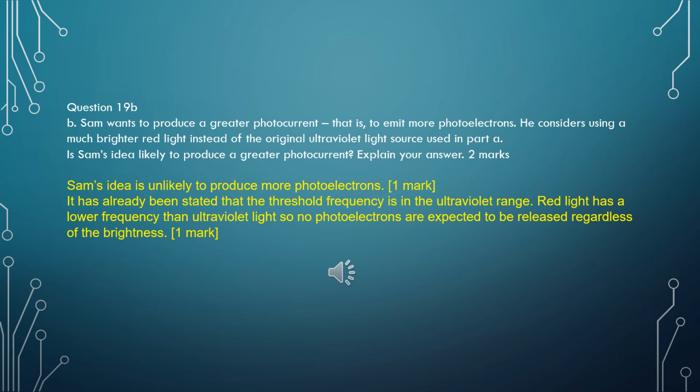The key is the red light instead of the original UV. The energy of red light is lower than that of UV because the wavelength of red light is larger than that of UV. The larger the wavelength of light, the lower the energy of light. Furthermore, UV is the threshold frequency to eject photons. So, Sam's idea is unlikely to produce more photoelectrons.